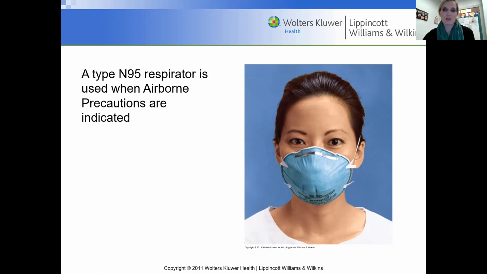So that's what I want you guys to be familiar with, these transmission-based precautions. For contact, gloves and a gown, number one. For droplet precautions, we need to add the surgical mask to the gloves and the gown. For airborne precautions, we're changing that surgical mask to the N95 mask.